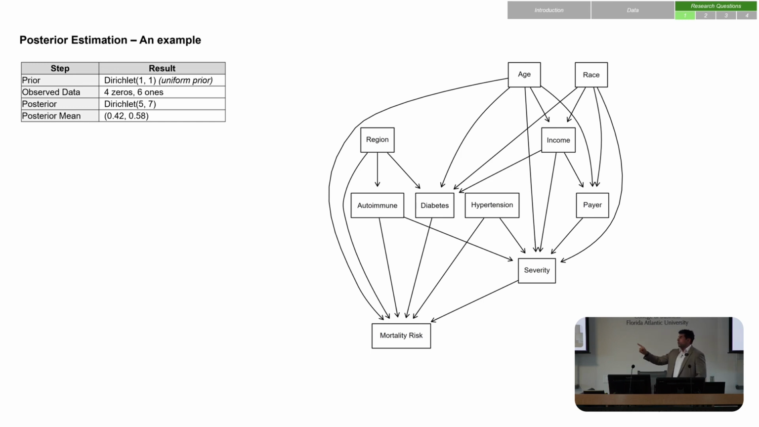This is just a quick example of how we go about calculating the actual posterior mean. Your prior is a Dirichlet distribution, which is a vector whose probabilities for each node should sum up to 1. It's just a generalization of a multivariate beta distribution. Then you have some observed data. Your prior is that both categories are equal. In the first category, you have 4 zeros, and the second category has 6 ones. So one variable, 4 zeros, 6 ones. The posterior is Dirichlet 5, 7, and then the posterior mean is 0.42, 0.58.